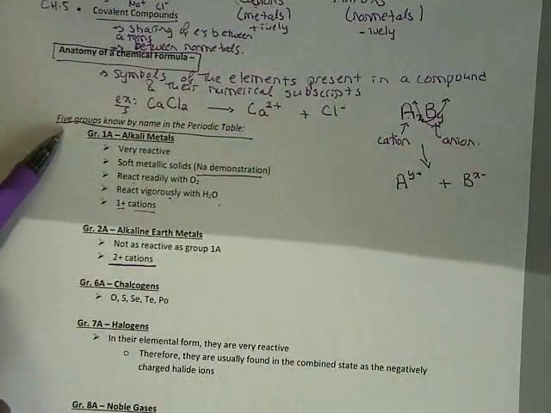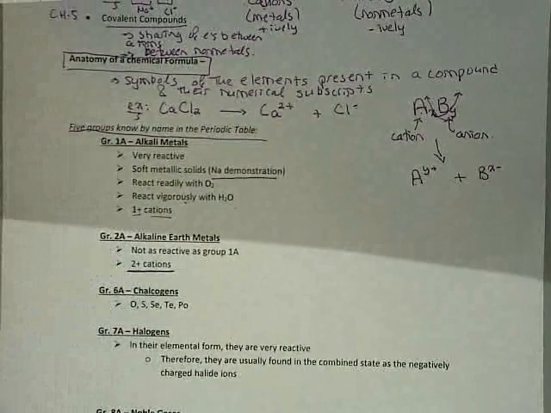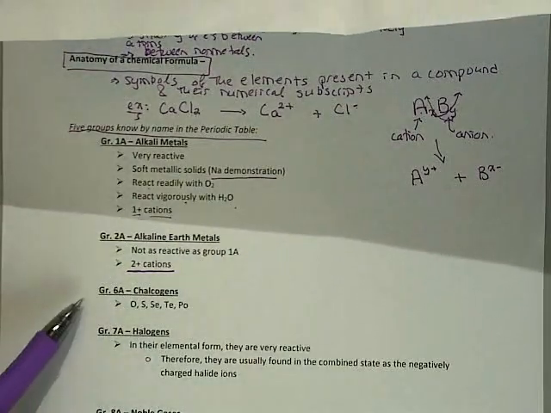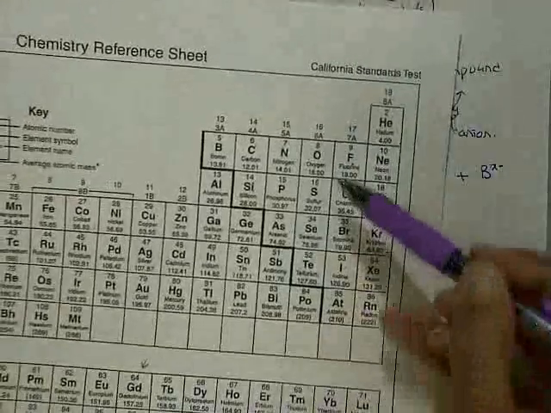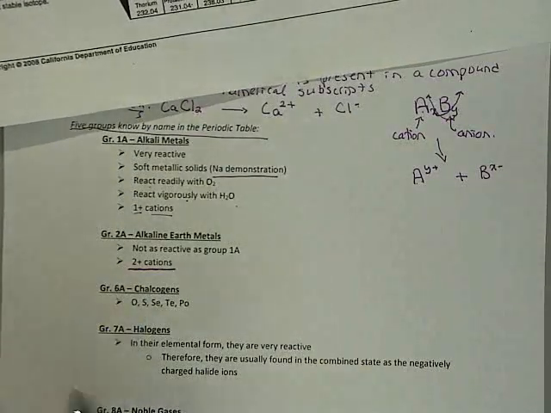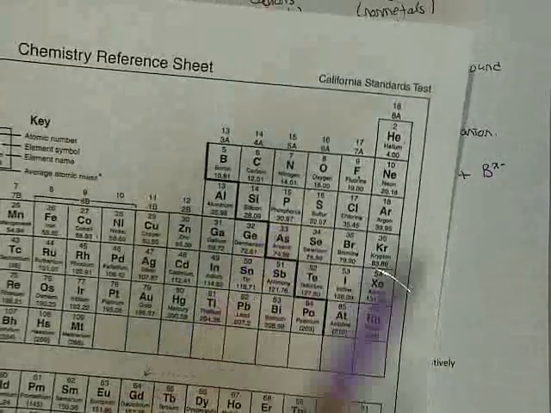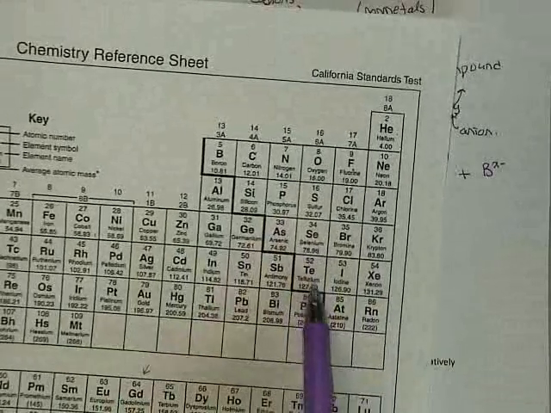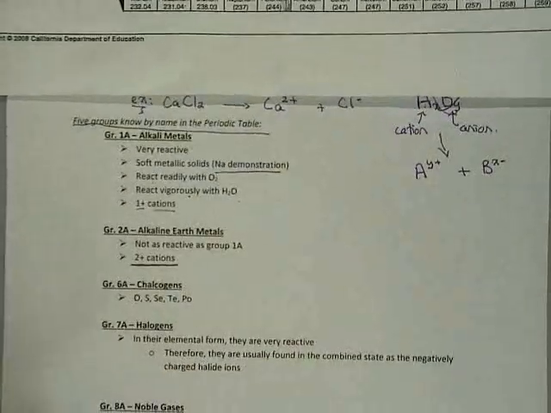So we said we have 5 main groups of the periodic table, or 5 really groups that you should know by name. The third group is group 6A, so this group right here, and this is known as chalcogens, and here you have oxygen, sulfur, selenium, tellurium, etc.